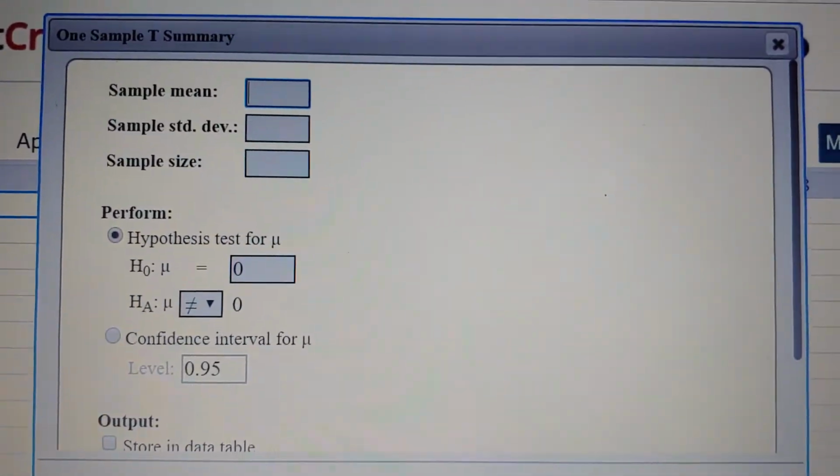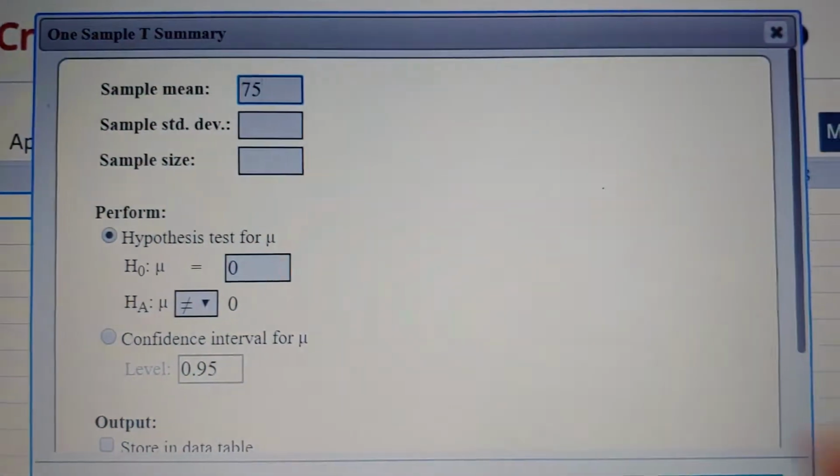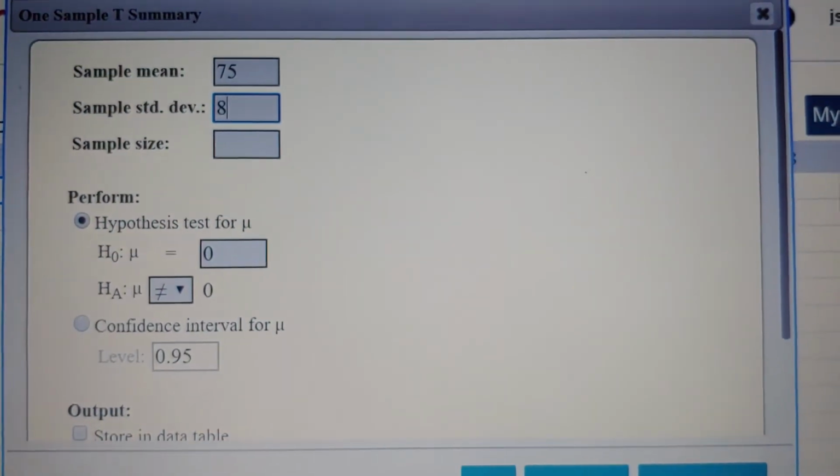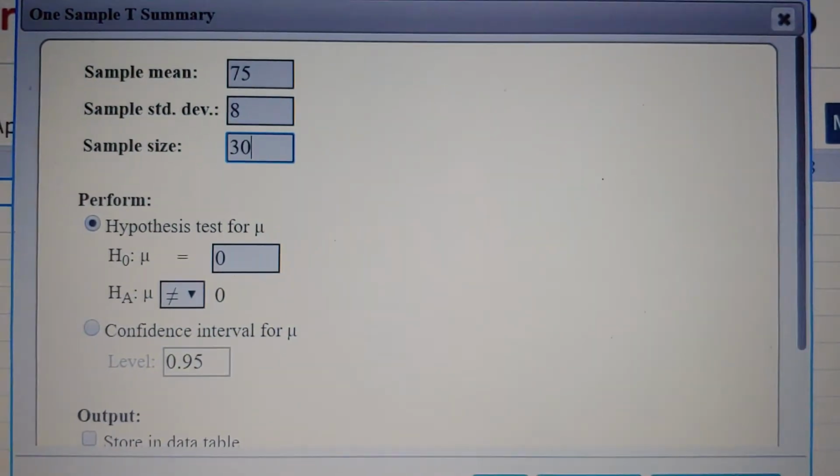So we're going to write our sample mean, which for this problem was 75. We're going to do our standard deviation, which for this problem was 8. And we're going to do our sample size, which for this problem was 30.